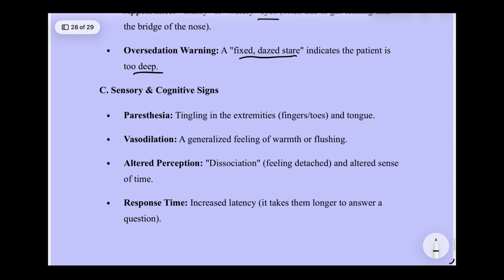Then sensory and cognitive signs: paresthesia, tingling in the extremities and tongue, vasodilation, a general feeling of warmth or flushing, altered perception, dissociation, feeling detached, and altered sense of time. Response time, increased latency, it takes them longer to answer a question.